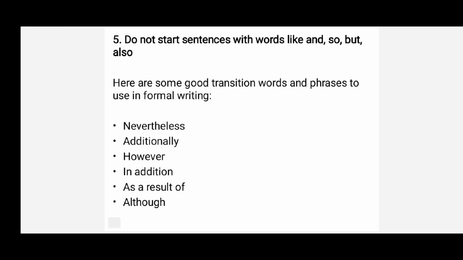The fifth rule is do not start sentences with words like and, so, but, and also. Here are some good transition words and phrases to use in formal writing. First is nevertheless, additionally, however, in addition, as a result of, last is although.